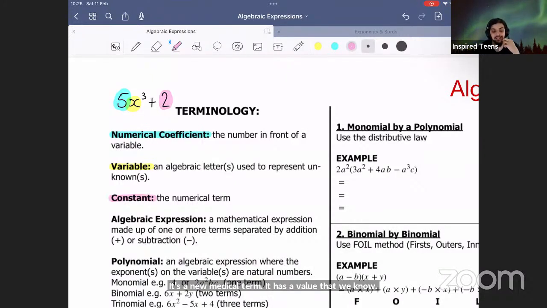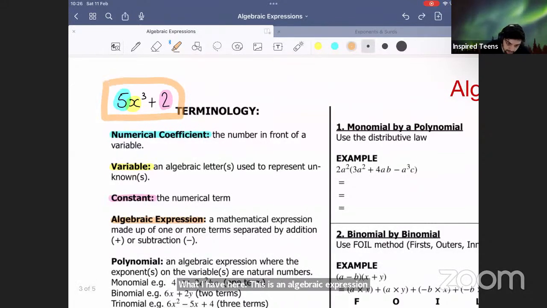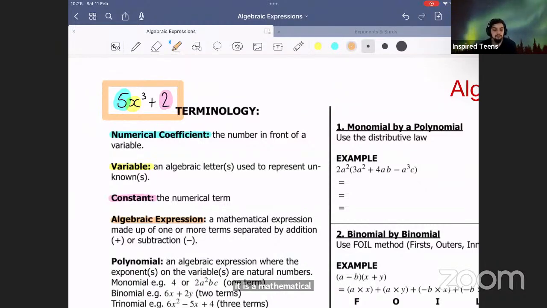An algebraic expression is a mathematical expression made up of one or more terms separated by addition or subtraction. So basically, what I have here, in orange, is an algebraic expression. It is a mathematical expression made up of one or more terms separated by addition or subtraction. In this case, I have one term and a second term separated by an addition. This is clearly an algebraic expression.